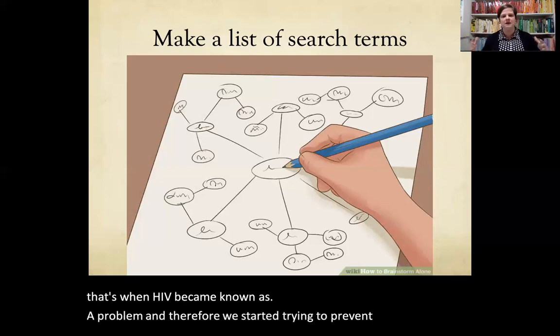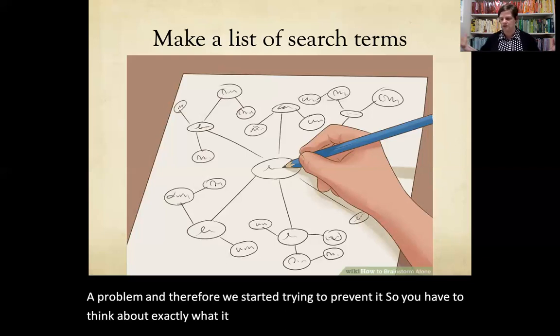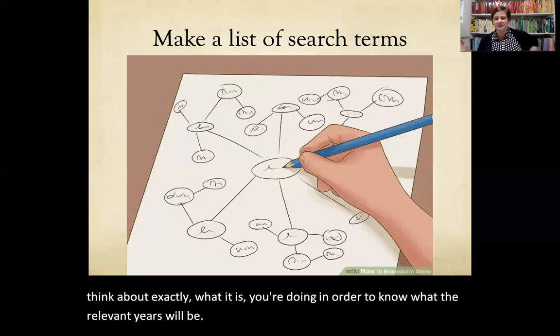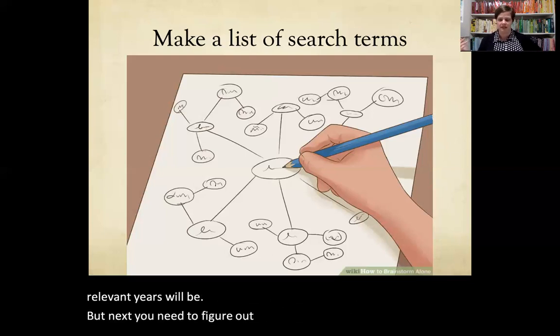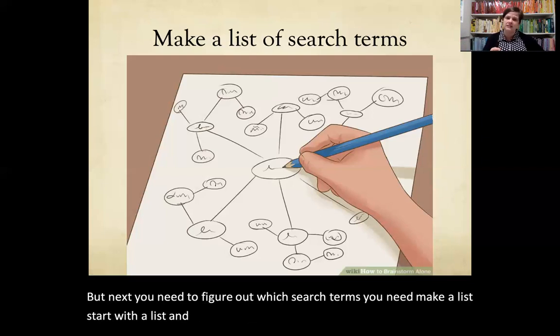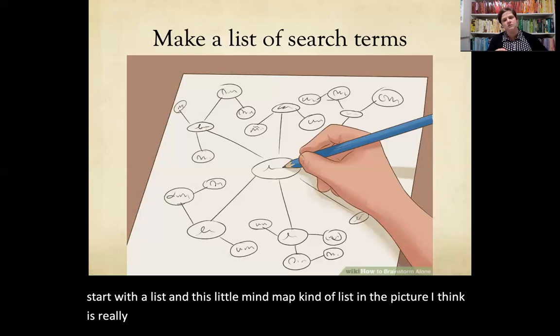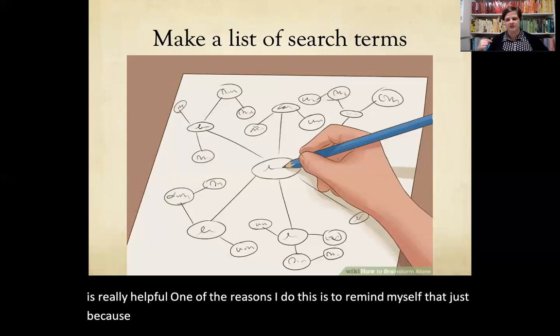So you have to think about exactly what it is you're doing in order to know what the relevant years will be. But next you need to figure out which search terms you need. Make a list, start with a list, and this little mind map kind of list in the picture I think is really helpful. One of the reasons I do this is to remind myself that just because I have called a particular phenomenon by one word doesn't mean all the literature is going to call it by the same word.